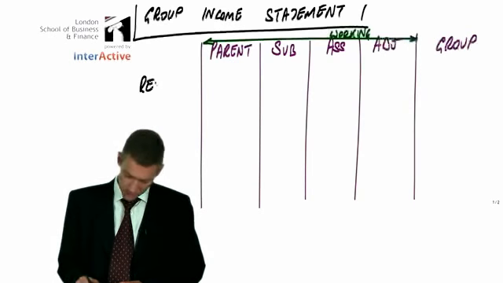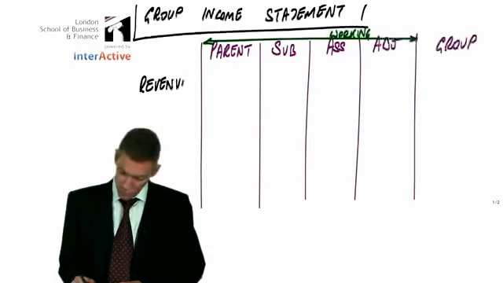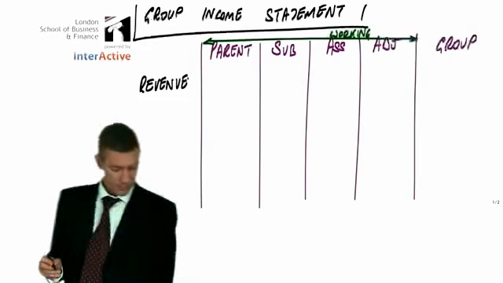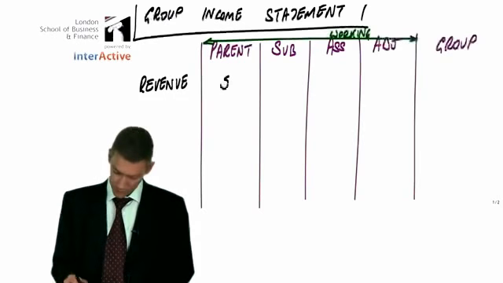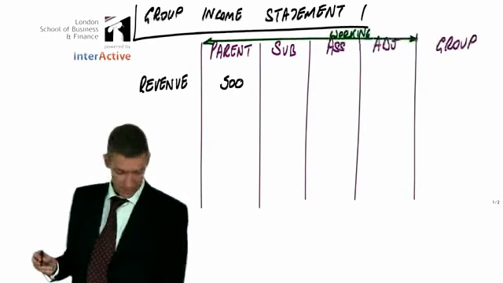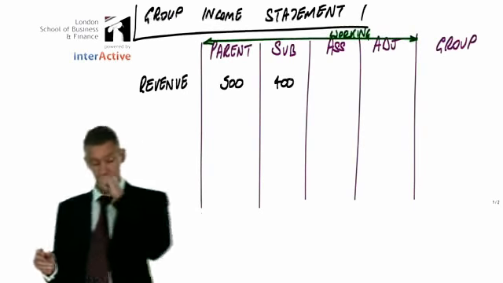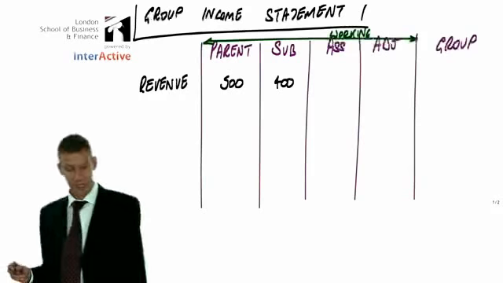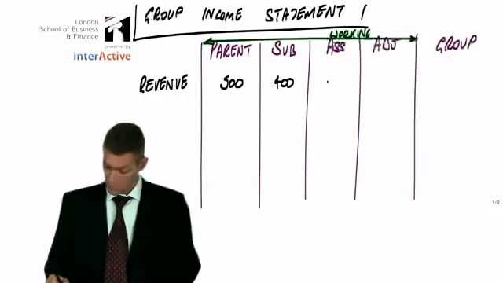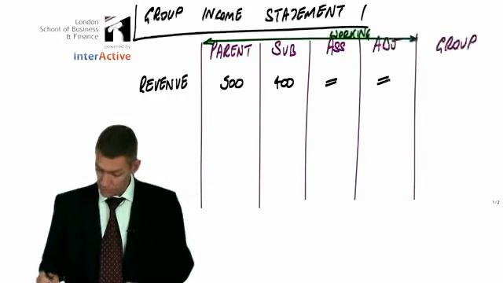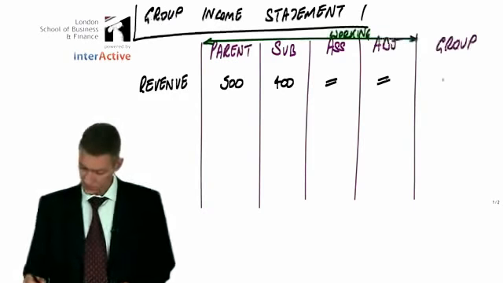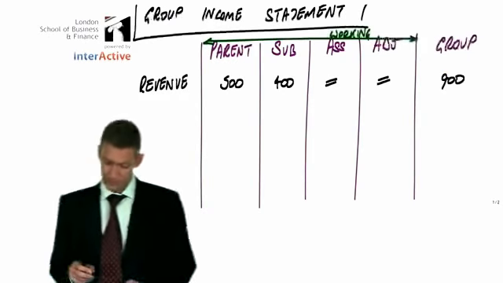Starting with the revenue, we're going to communicate control. We have absolute control of our own revenue of 500. We have absolute control of the entire subsidiary revenue, because we have control for the entire year. We don't have control of the associate, and there's no need for an adjustment in this question. So that's 900.